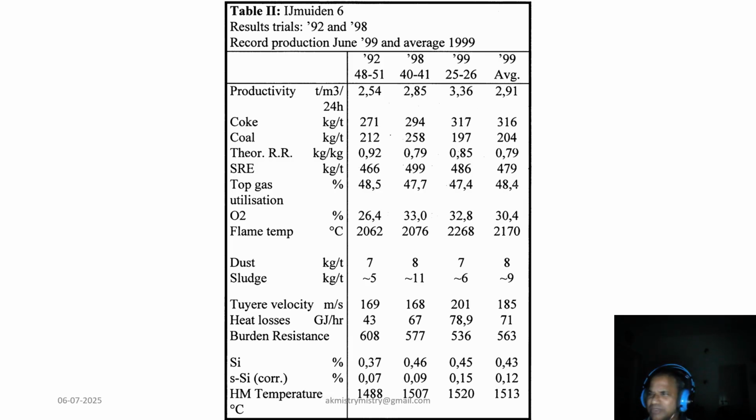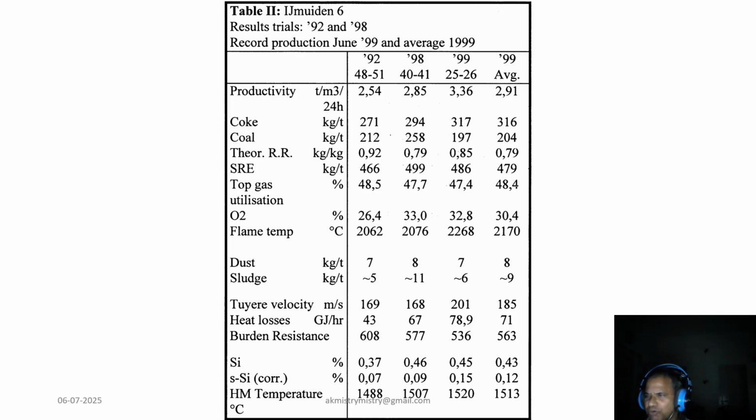Now coming to one of the very important slides. It may be a bit old, but it addresses a lot of valuable information. It presents the results from the trials in 92 and 98, and record production in June 99 and the average of 99 at a high performance furnace, I would say. Starting with the productivity, it ranged from 2.5 in 92 to 3.36 in 99 with an average of 2.91.